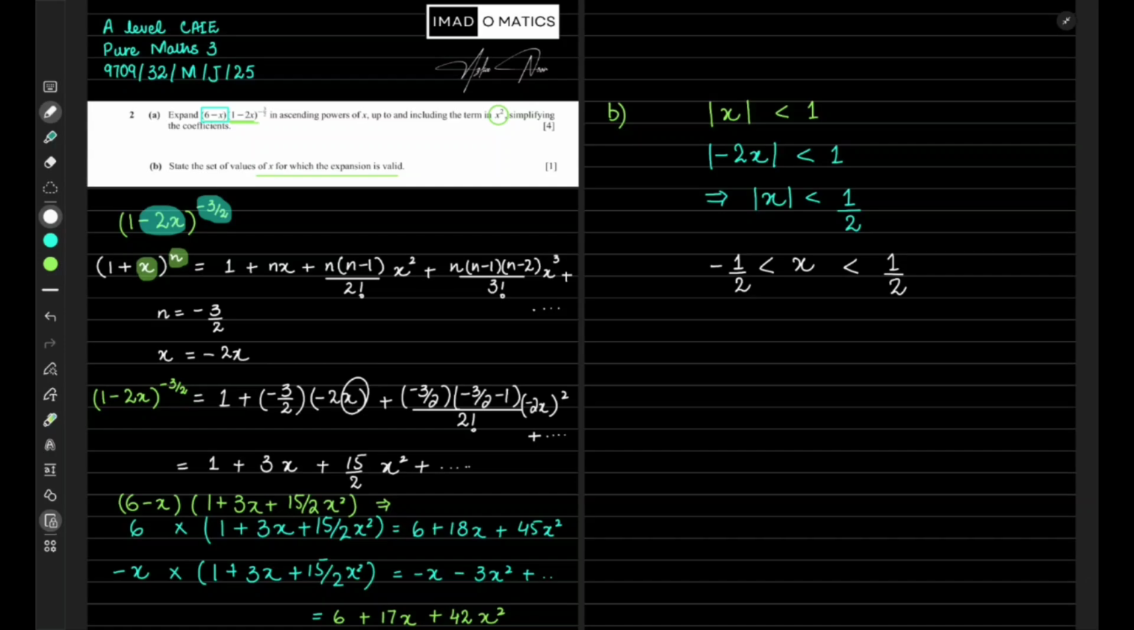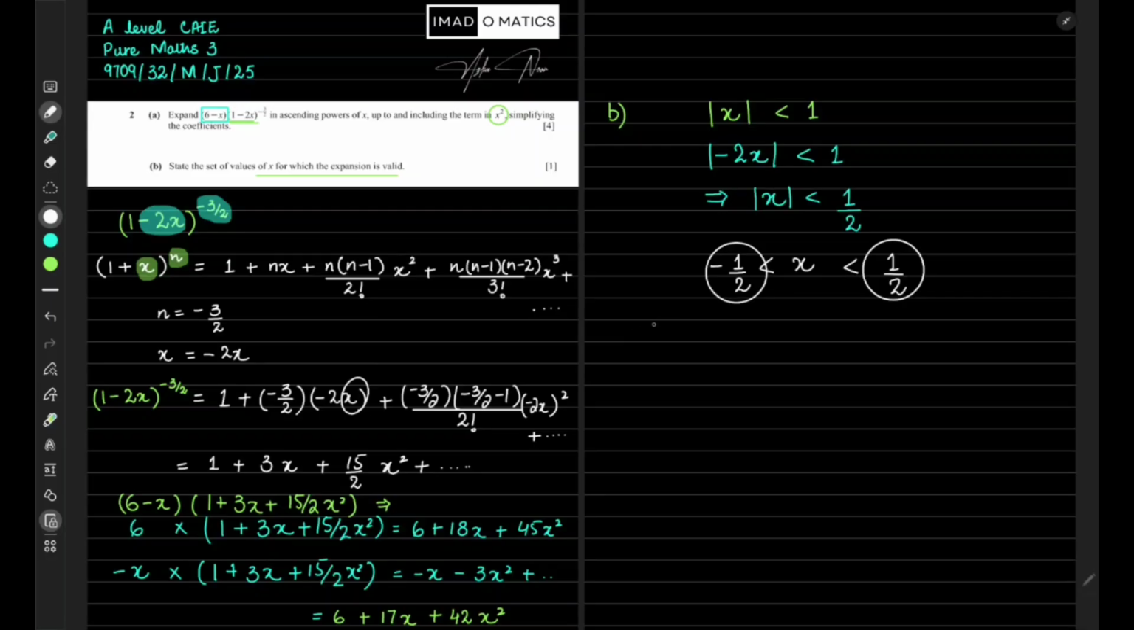This is enough for your answer, but just to make you understand it in a better way, let's see what about these values. Does your function remain valid on these values? Does your expansion converge or not on these values?